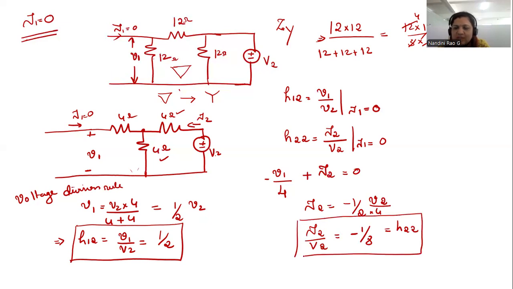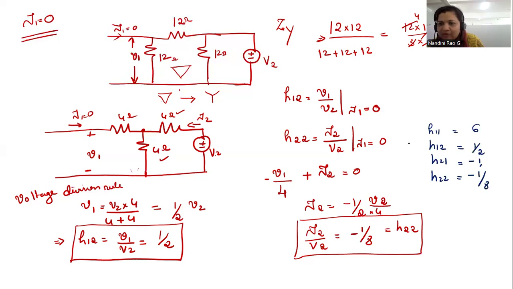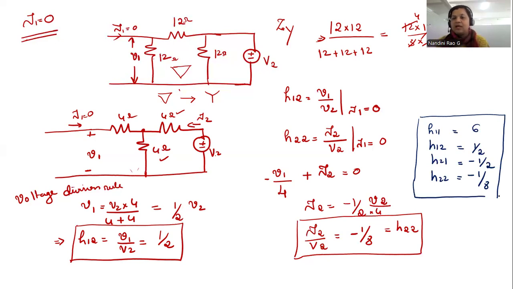Okay. So these are the coefficients we have received. So somewhere here, let me write all the hybrid parameters we have got. H11, H12, H21, H22. H22 is nothing but 1 by 8. H12 is nothing but 1 by 2. H11, I guess we have got 6. H21, let me just cross check. Yes. H21 minus half. That's it. This is how we are going to find the hybrid parameters.